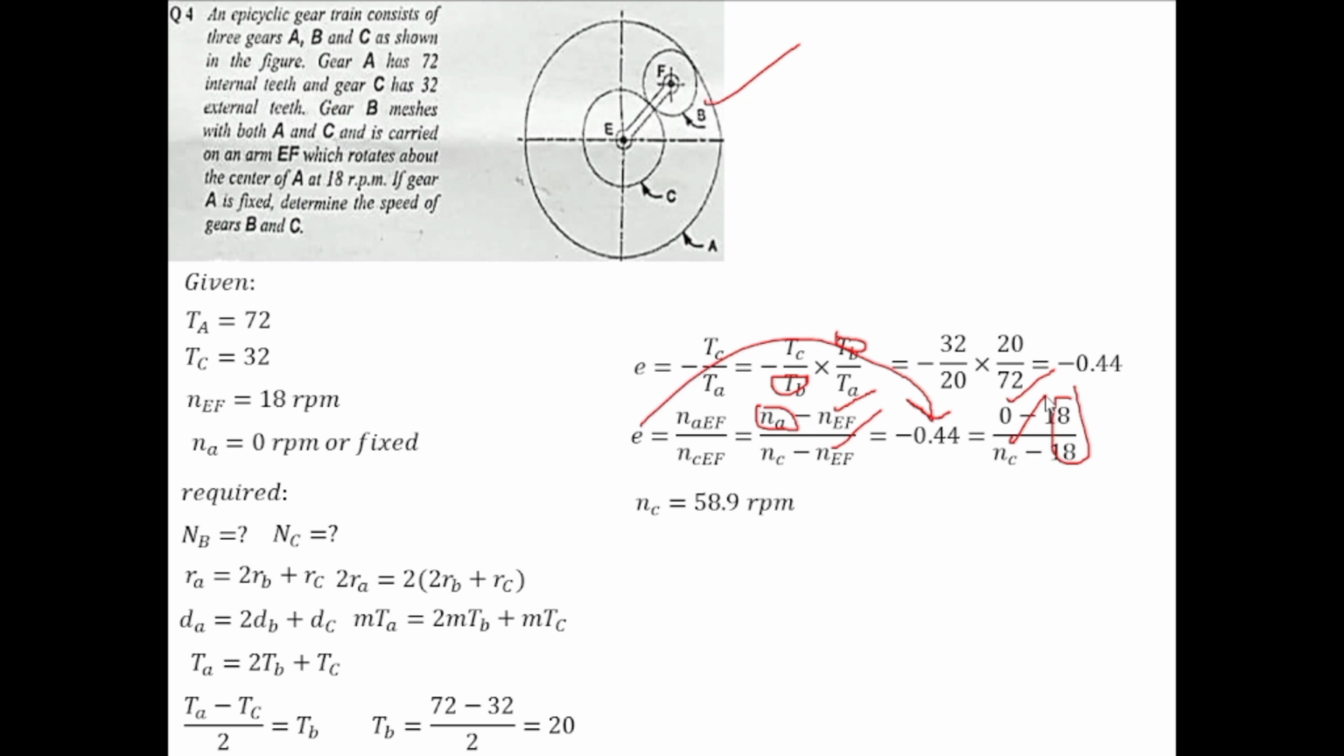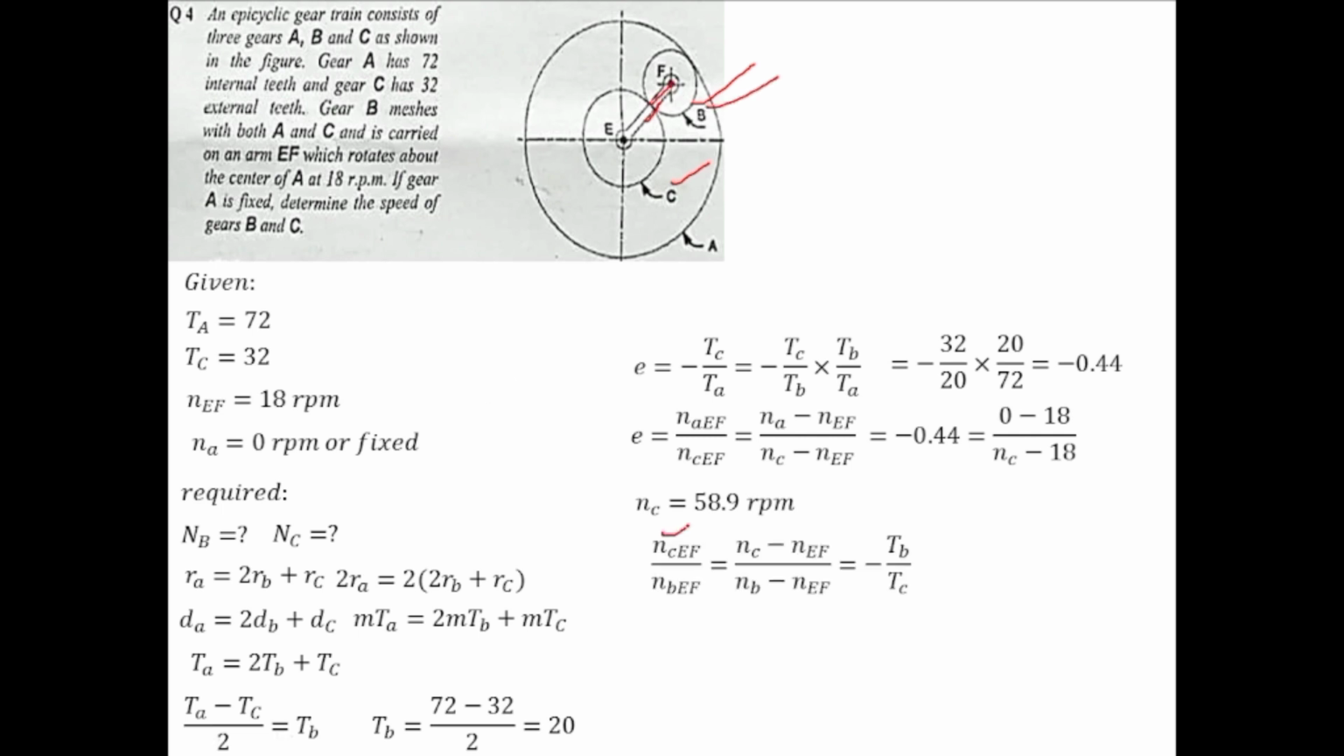So gear C will rotate counterclockwise. Then after that, let's find out the speed of gear B. For that, you will have to take the ratio of relative speed between the C and arm and B and the arm. So this is relative speed between the C and arm, and this is relative speed between the gear B and arm, and the relative speed will be equal to NC minus NEF for the gear C and the arm, and the relative speed between the gear B and the arm will be equal to NB minus NEF.